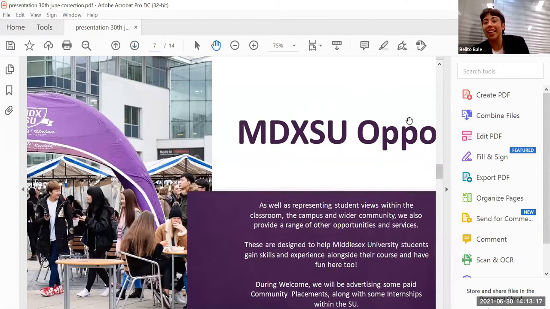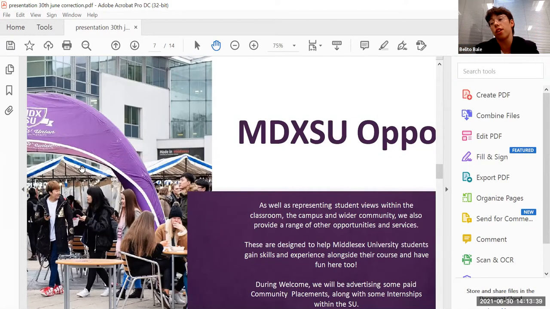So you can't really see this here because my screen won't expand, but this is MDXSU opportunities. So as I said, we also make sure you provide lots of employment opportunities. So every year we hire about 6 or 7 interns for all of the different teams that we have at the SU, which are paid positions, 7 hours a week, London living wage, which is £10.75 an hour.